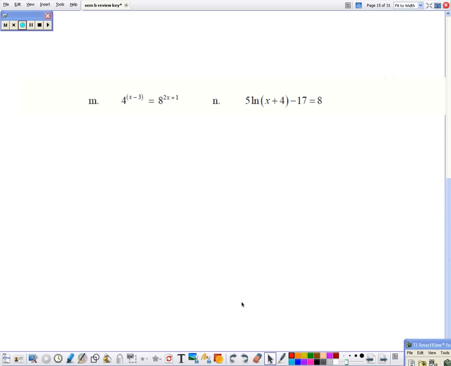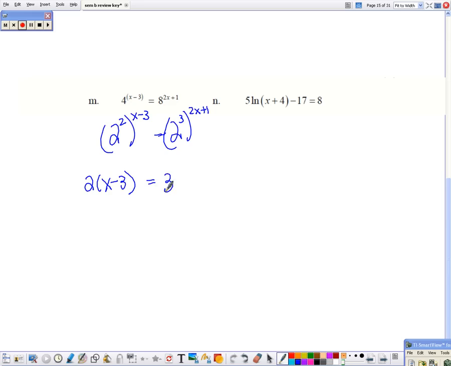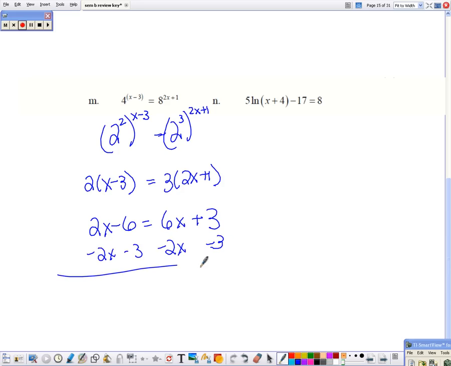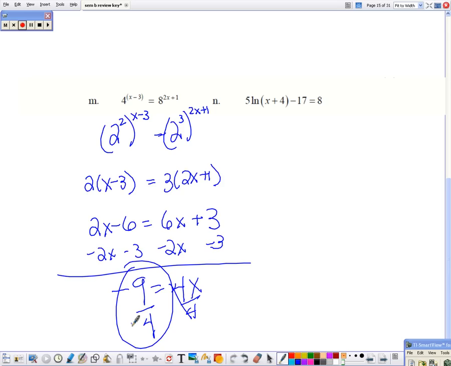And the last two parts, for M and N, I can make both 4 and 8 a base of 2. And when we have an exponent to an exponent, that means multiply. So we have 2x minus 6 equals 6x plus 3. We'll subtract the 2x to this side and the 3 to the other side, and we get negative 9 is 4x. I'm going to divide by 4, so negative 9/4 is our answer.